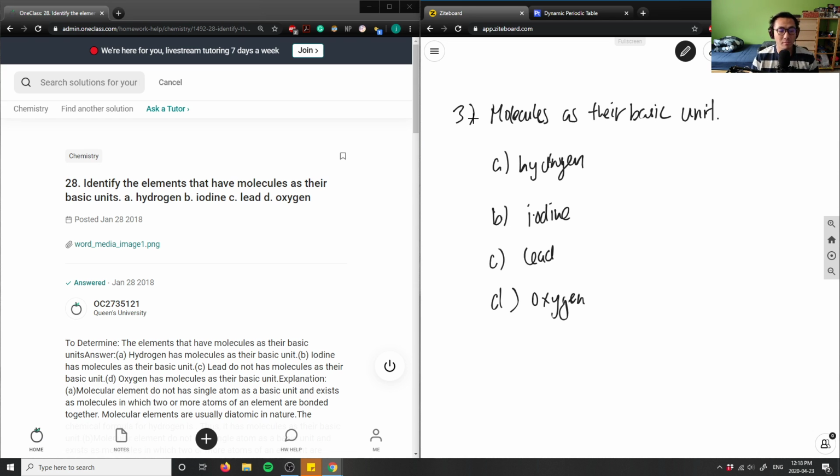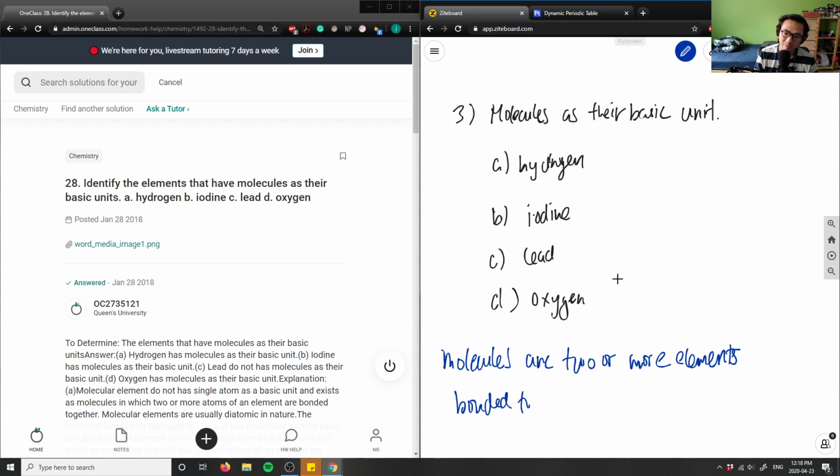So it says identify the elements that have molecules as their basic unit. So when we talk about molecules, we're talking about basically two or more elements, right? So let's define this term molecule. Molecules are basically two or more elements, and they're also bonded to each other, right? Knowing that molecules are two or more elements bonded to each other, we can then look at the chemical formula of these guys here to figure out if it's a molecule or not, right?